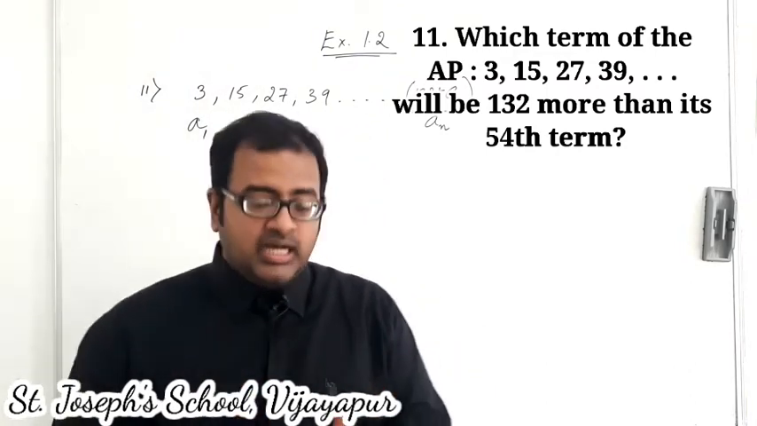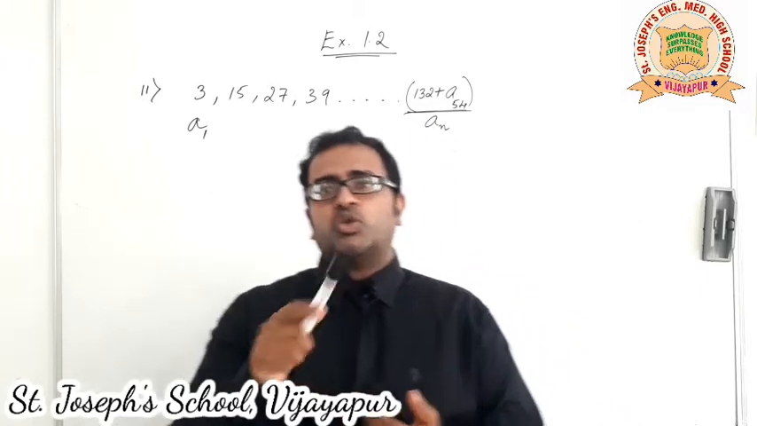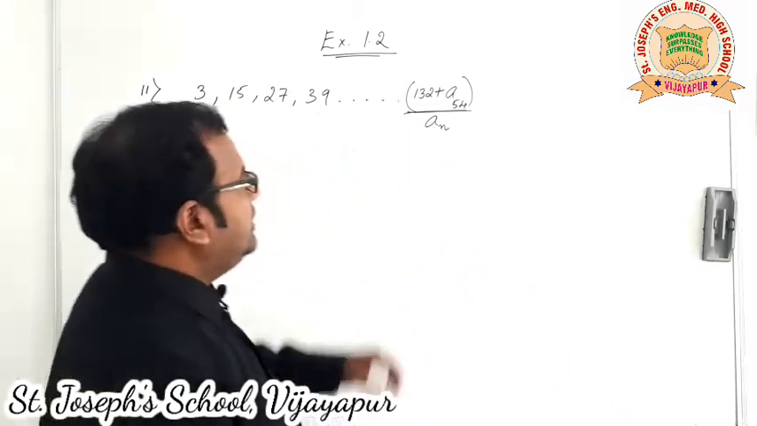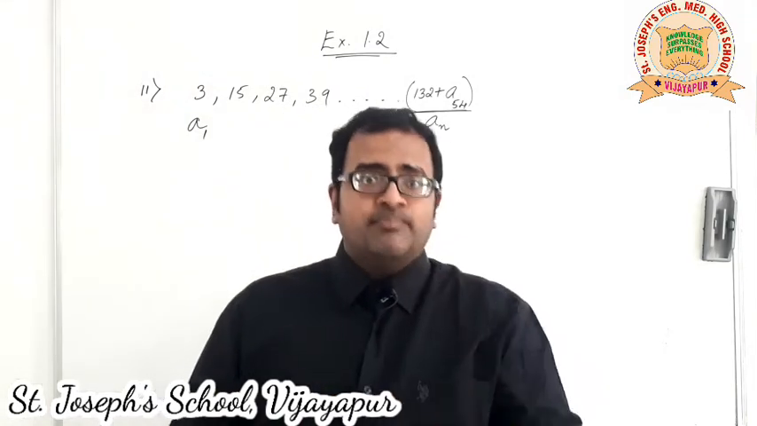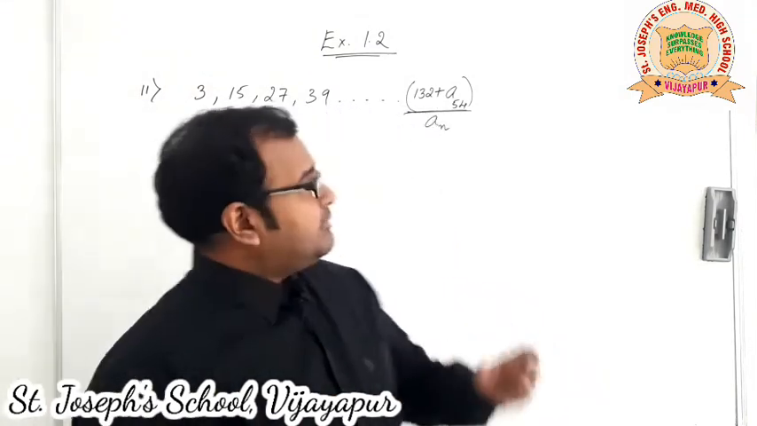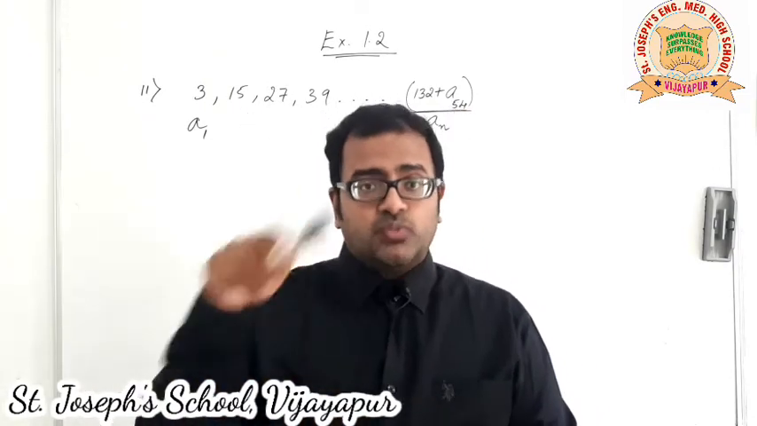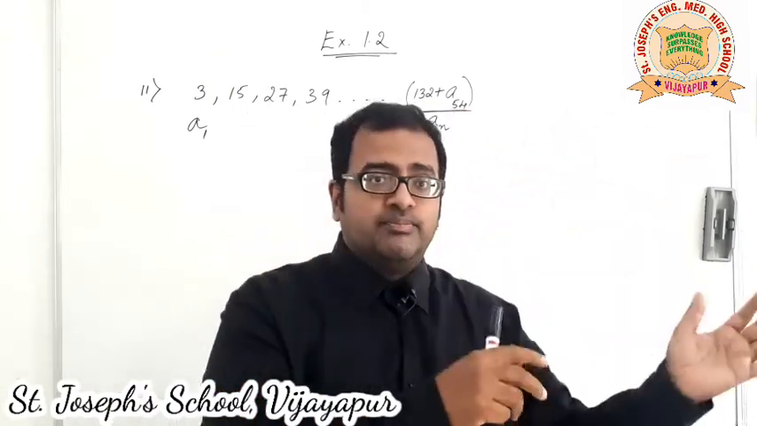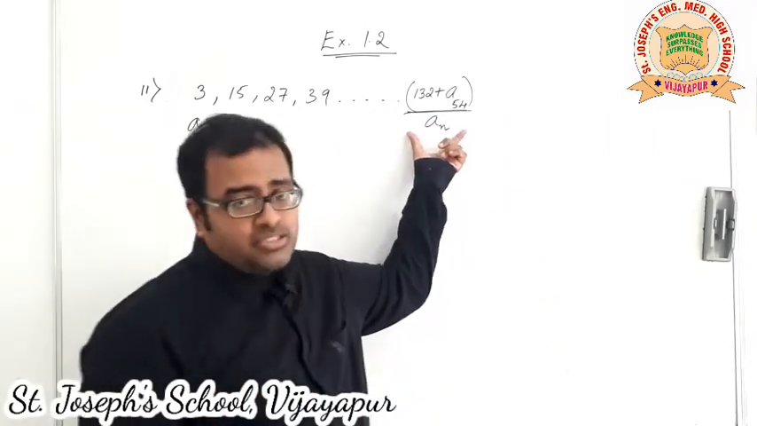Whenever they ask exceeds by or more than, we are supposed to add that number. They are asking here 132 more than, means 132 plus its 54th term. Let me call the 54th term A54. Then A54 plus 132 will give us a new term. That term we need to find out. I'll call that term the nth term.